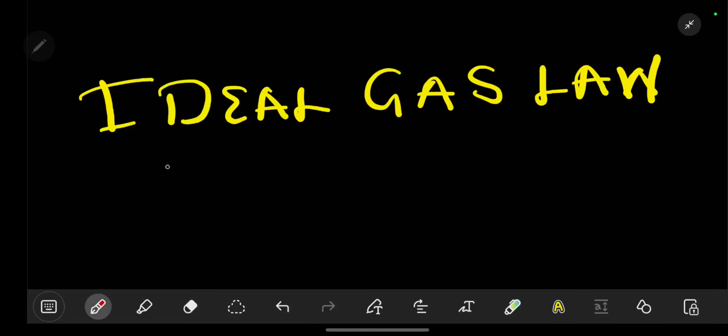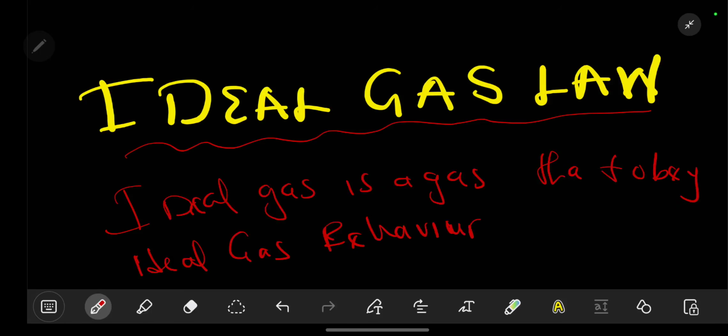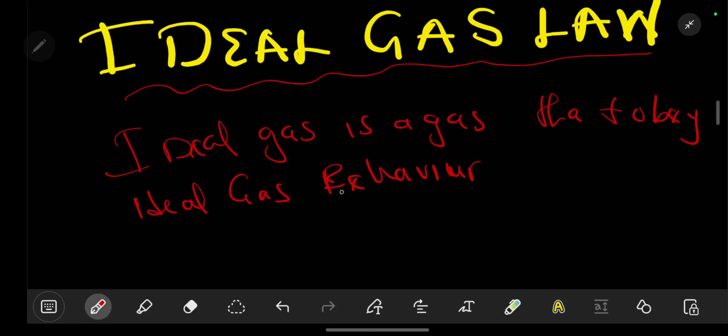So here today we are going to be looking at the concept of ideal gas laws. An ideal gas is simply a gas that obeys the gas laws. Now in real life, no gas is an ideal gas. So what are some of the assumptions that are made under the ideal gas law?